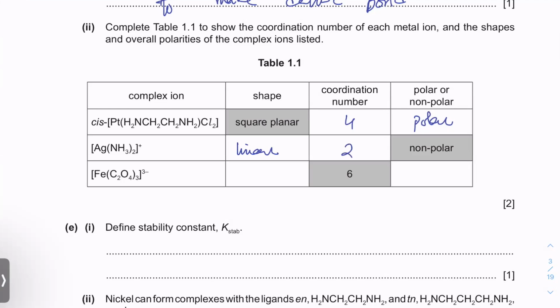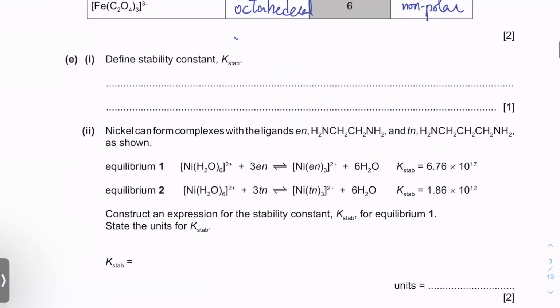So the coordination number is 2 because it's bonded to 2 dative bonds. And then we have Fe with 2 OX, 3 OX. So ye octahedral shape hai because each of these is a bidentate ligand. So it's going to have 6 coordination bonds. And 6 is actually a hint for us to figure out ki octahedral hoga. And the structure will be, yeah, non-polar hoga.